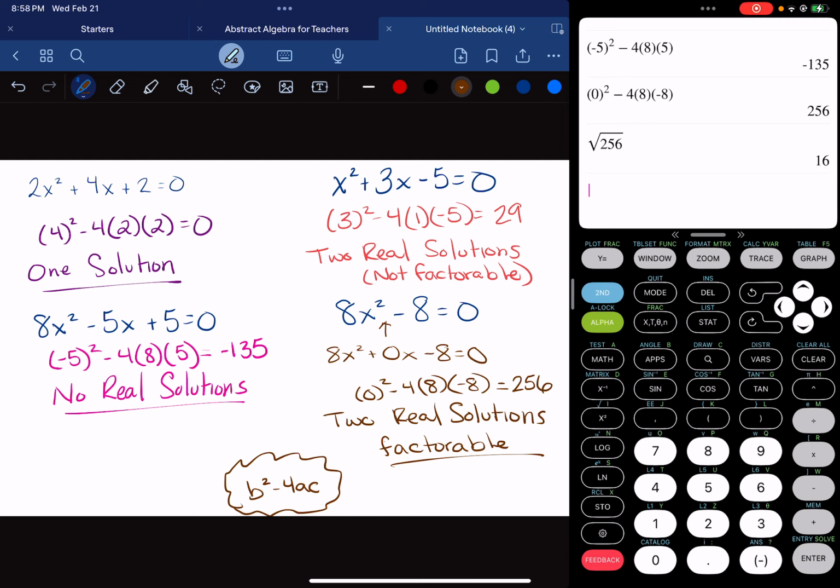Okay? That's using the discriminant to interpret the number of solutions for a quadratic. All right, good luck.